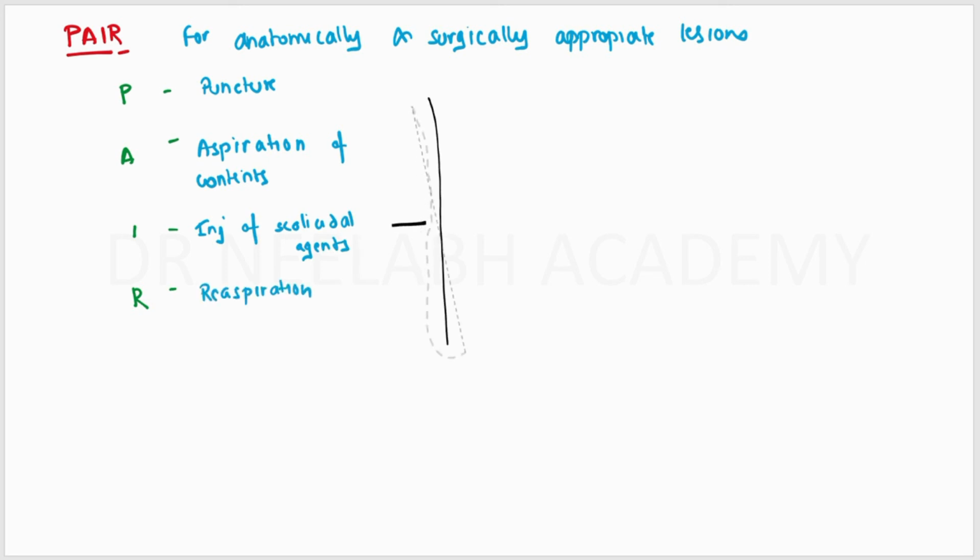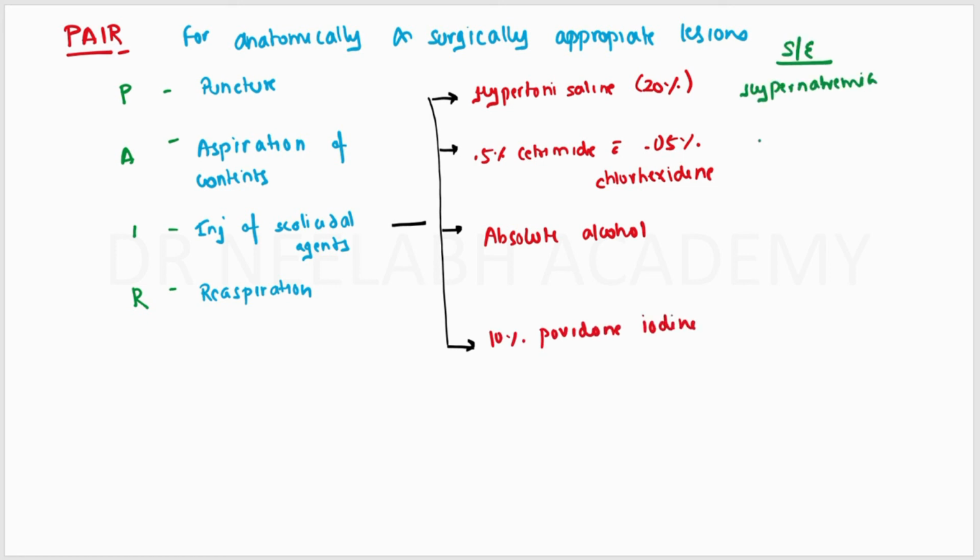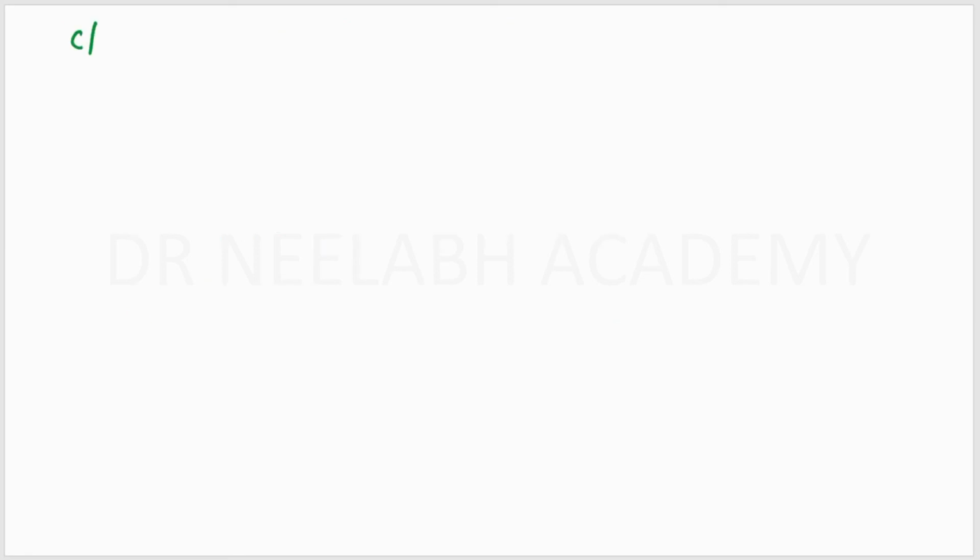Now, there may be several scolicidal agents. First is hypertonic saline 20%. Second is 0.5% cetrimide with 0.05% chlorhexidine solution. Third is absolute alcohol. And fourth is 10% povidone iodine. Side effects include hypernatremia for hypertonic saline, acidosis for cetrimide, and cholangitis for absolute alcohol. Formalin and silver nitrate are never used.